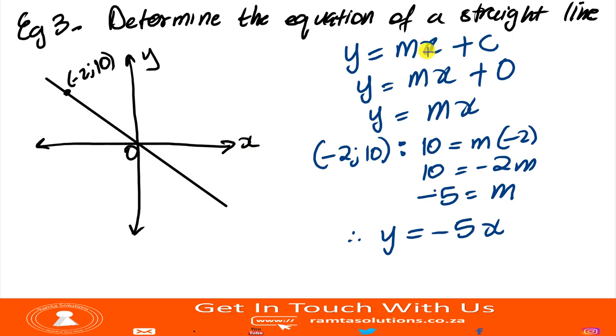Guys, even if you had started by finding the gradient, you're still going to find your gradient to be -5. But there is no need because we already have the y-intercept, right? So we can substitute the other point. Okay, so I prefer you go this route. Remember, when you are given the y-intercept, use this formula. It'll be faster for you. Okay.